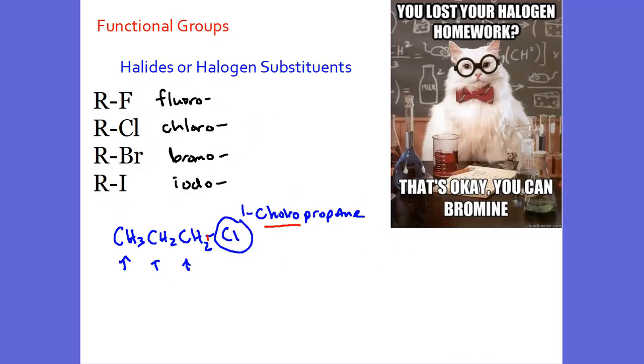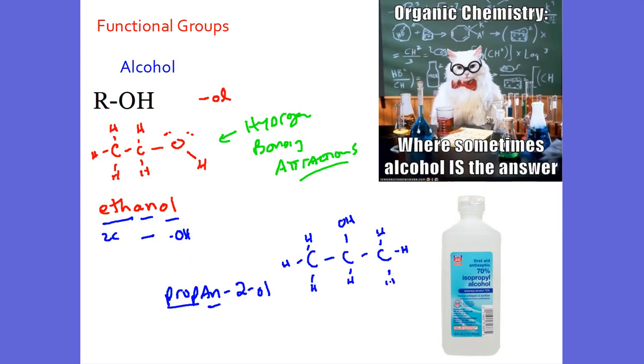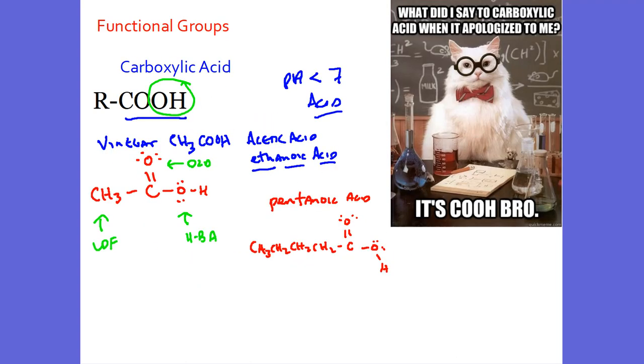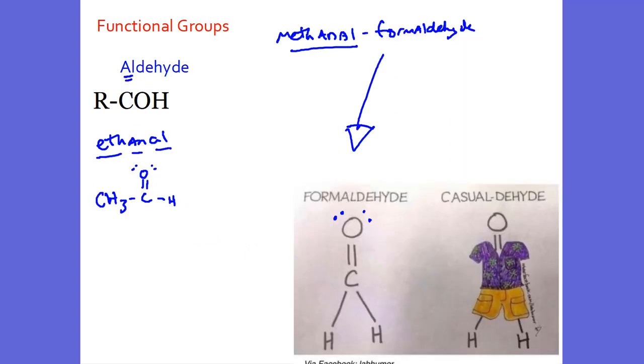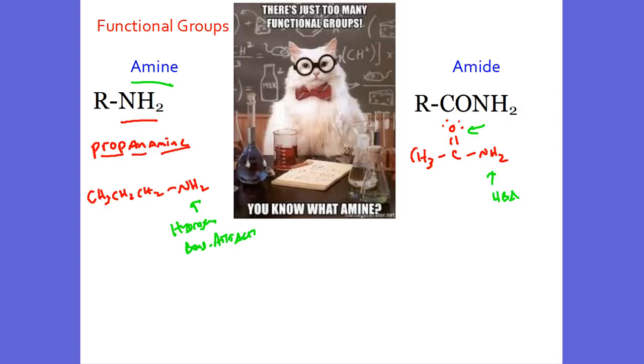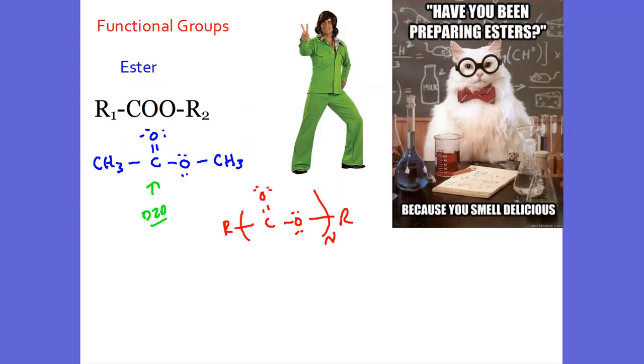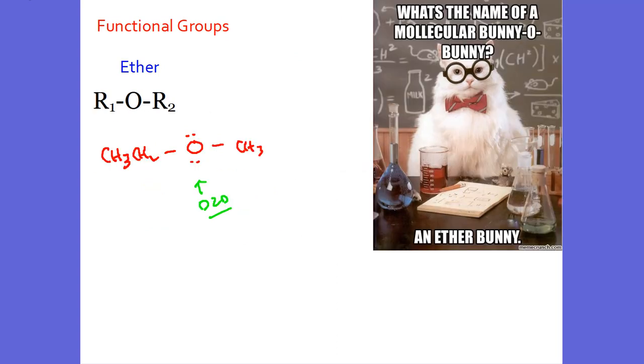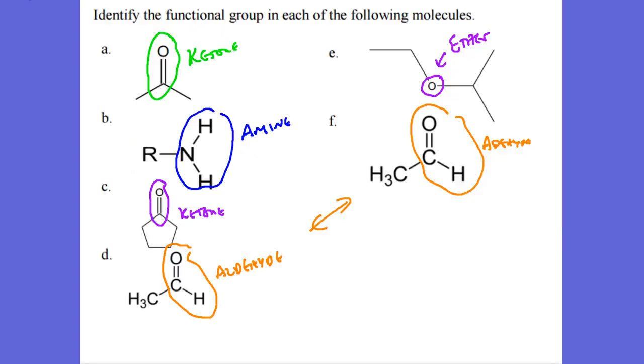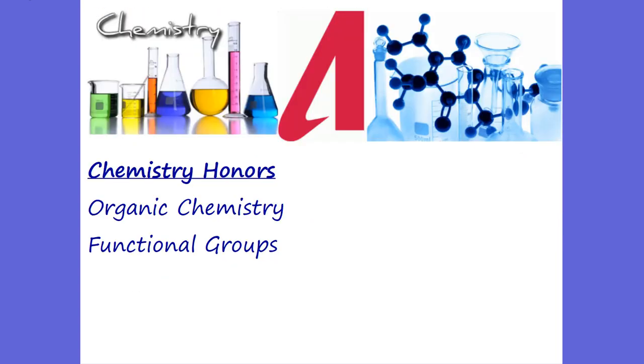If we come back to the very beginning, we have halogens or halide functional groups. We have an alcohol with an OH. We have a carboxylic acid with a COOH, C double bond OOH. We have an aldehyde with just a C double bond OH, COH. We have an amine with an NH2, an amide with a C double bond O, NH2. We have a ketone with a C double bond O. We have an ester with a COO right in the middle, C double bond OO. We have an ether with just an O as a bridge in the middle. And that is all of our functional groups for organic chemistry that you gotta know.